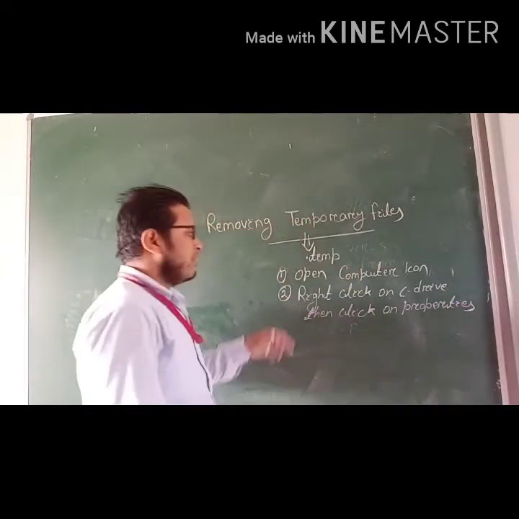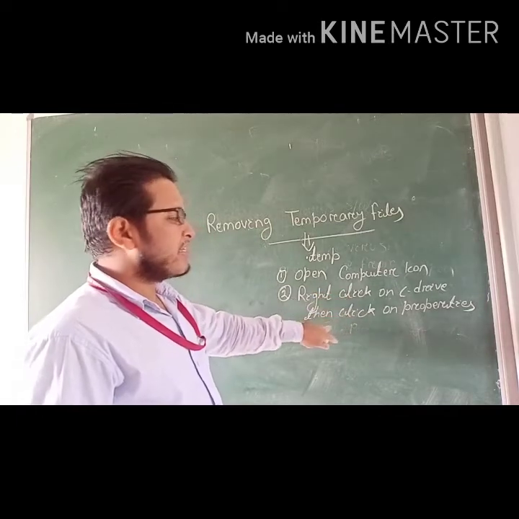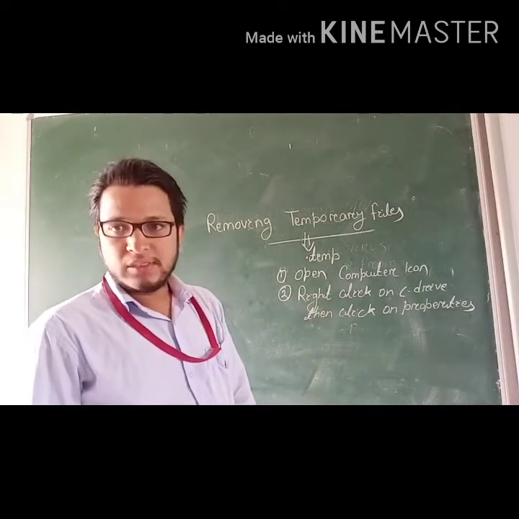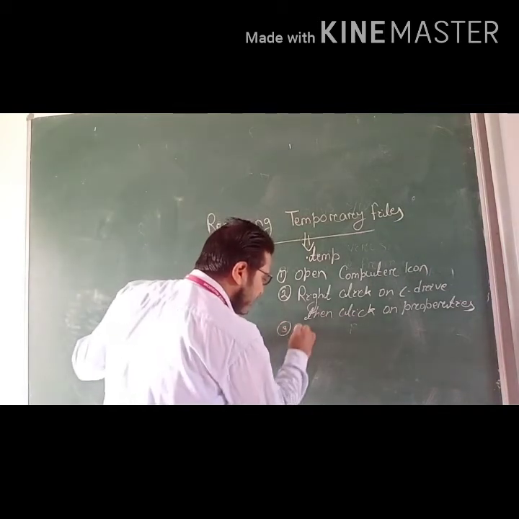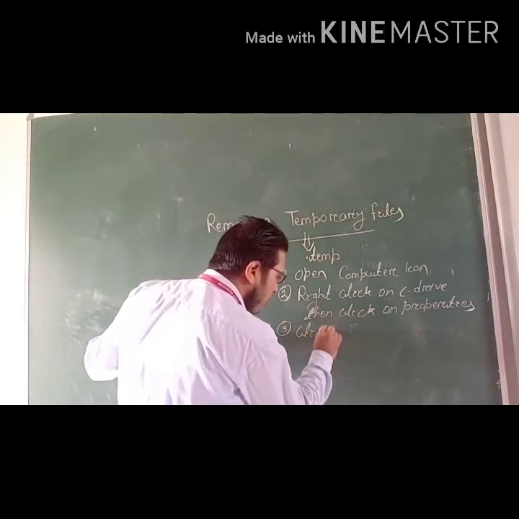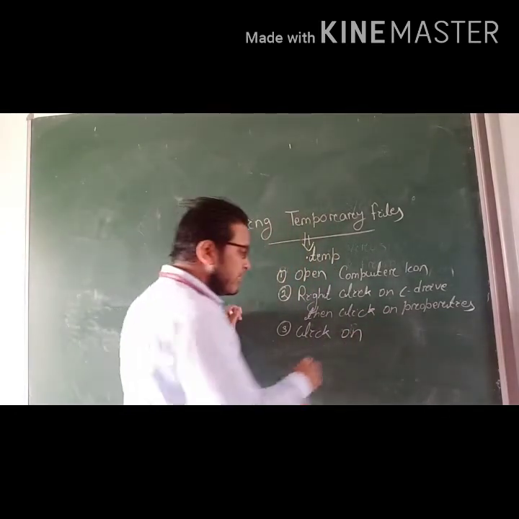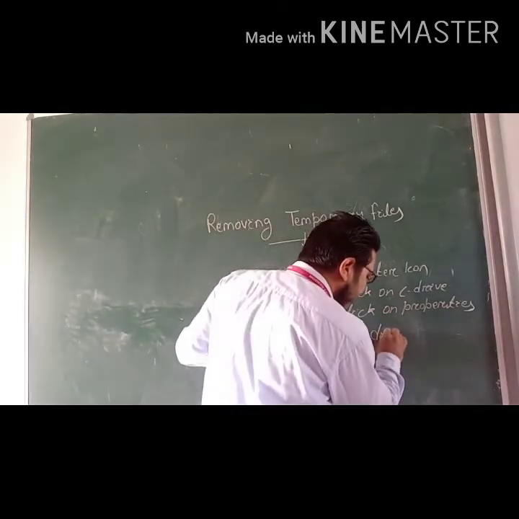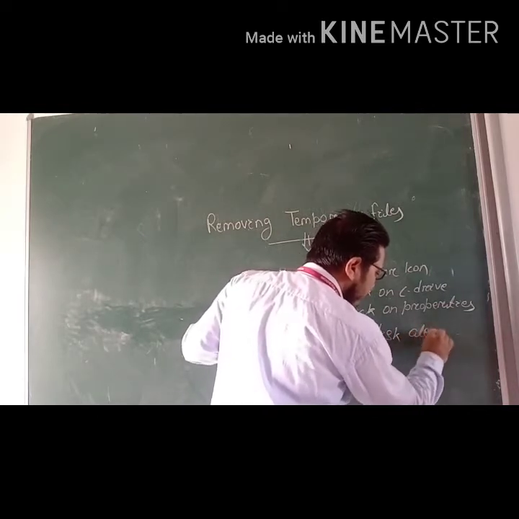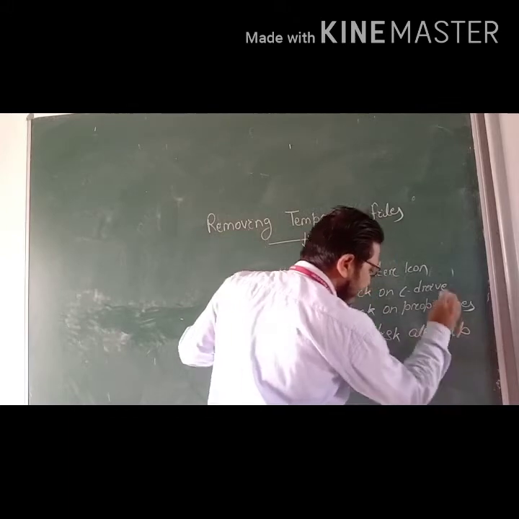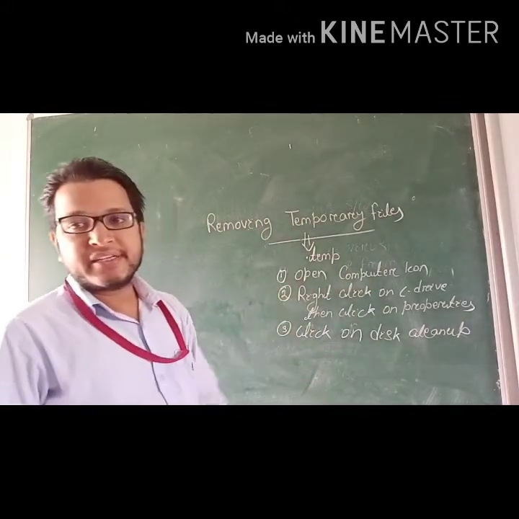Okay, student. First of all, open the computer icon. Then right click on the C drive. Then click on the properties option. Is that clear or not? After clicking on properties, so many options are there. Then click on disk cleanup. Is that clear or not, student?